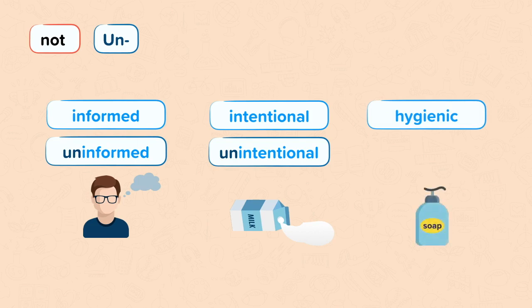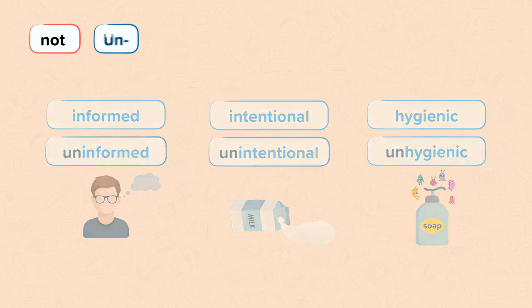And now let's look at the root word hygienic. If something is hygienic, it means it's clean and germ-free. But if something is unhygienic, then it's usually not clean and full of germs. So un is probably one of the most common prefixes for not, but it's not the only one. So let's have a look at some others with some examples here.